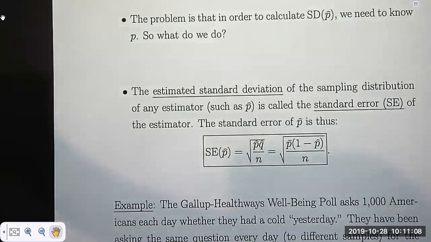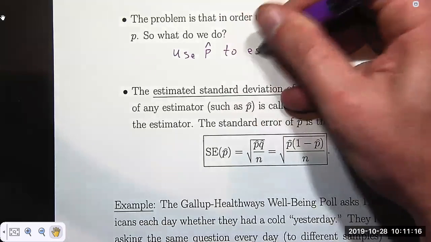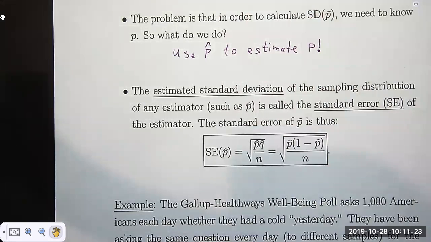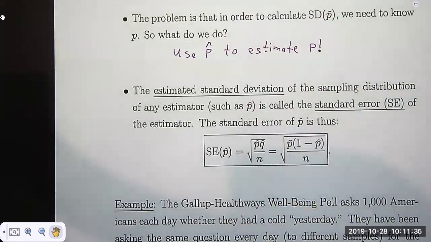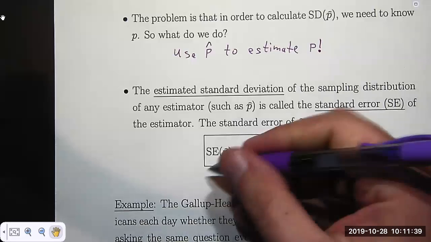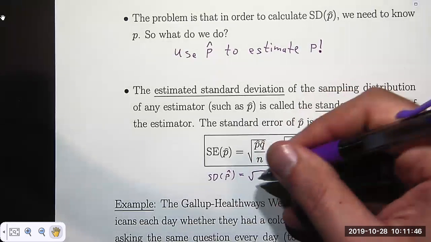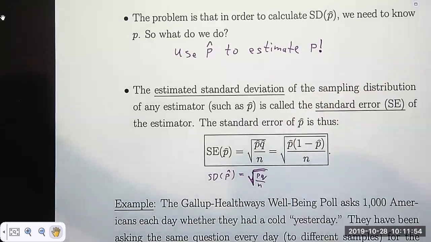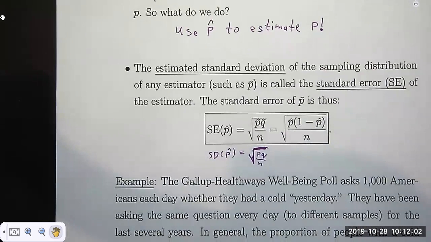And so what we want to do is use p hat to estimate p. All right, so now instead of calling this a standard deviation, we call this a standard error. It's really close to the formula that you learned for the standard deviation. The only difference is that instead of p and q, we have p hat and q hat. All right. You see the difference there?